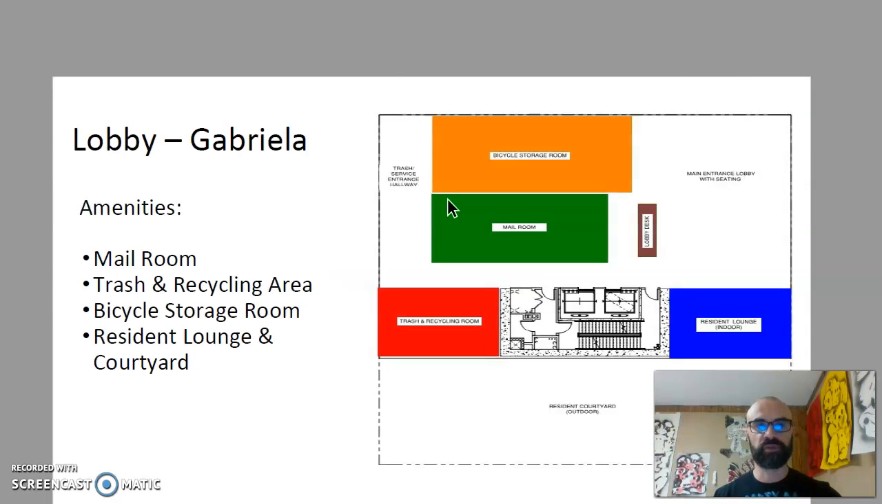Then you want to jump to floor plans and you talk about layout. You want to describe what the central part here is, right? And you also want to describe why you're laying out the spaces the way you did. So why is the trash room far away from the residential lounge? Why is the bike storage here, and why is the mailroom here?